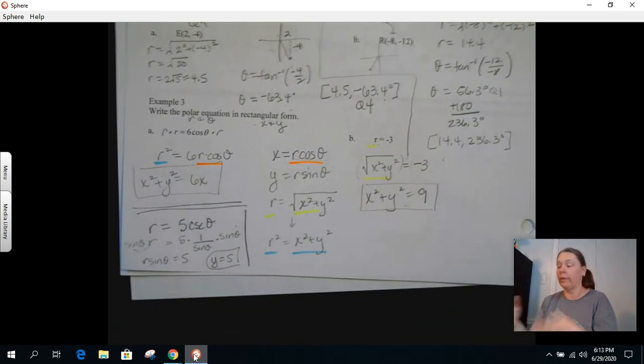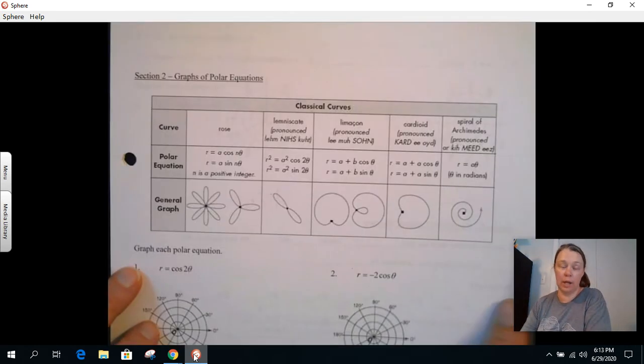Okay, so they will vary. The more you do them, the easier they end up getting. All right, a couple more going the other direction now.